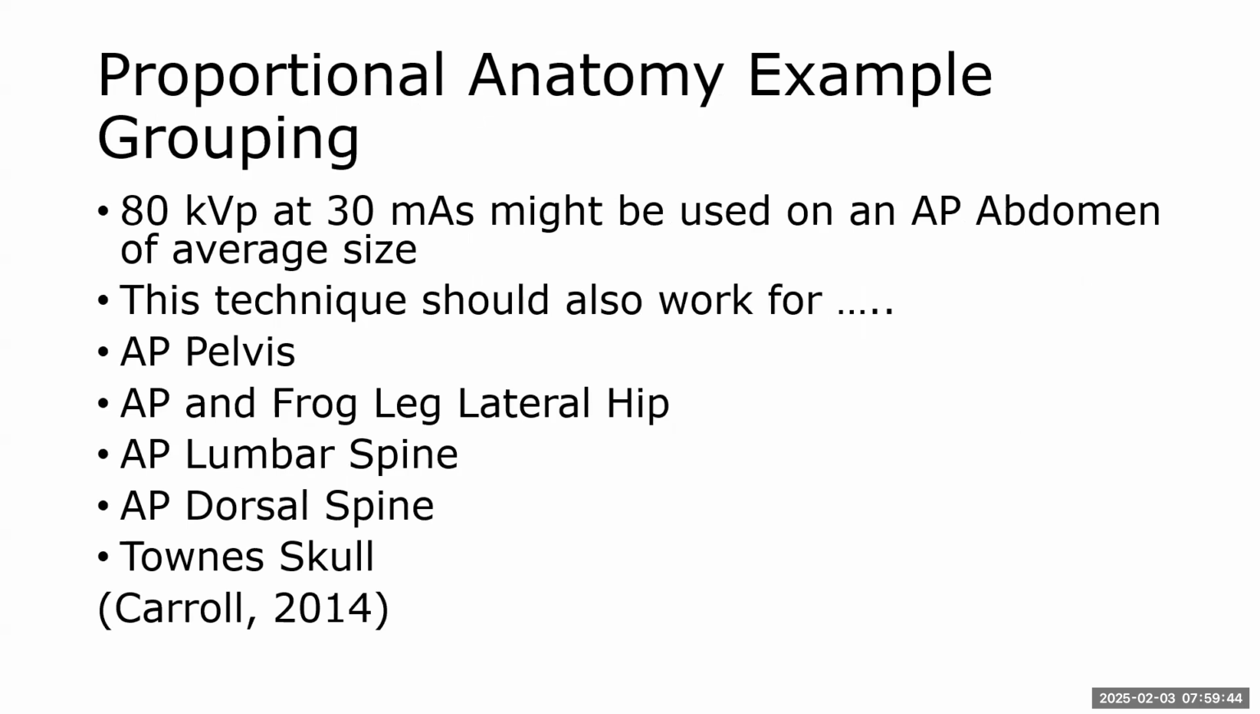Proportional anatomy groupings. So for example, if you use 80 kVp at 30 on an AP abdomen of average size, let's say we're using that on my abdomen, then do you see how we could also use that for my pelvis, for my lumbar spine, for my T-spine probably still would be okay, my hip? If you can figure out what you use for one area, then for things that are very similar, you can use the same thing. So I could probably use 80 at 30 on any of those things, and it would be fine. It would at least get me in the ballpark. Does that make sense?